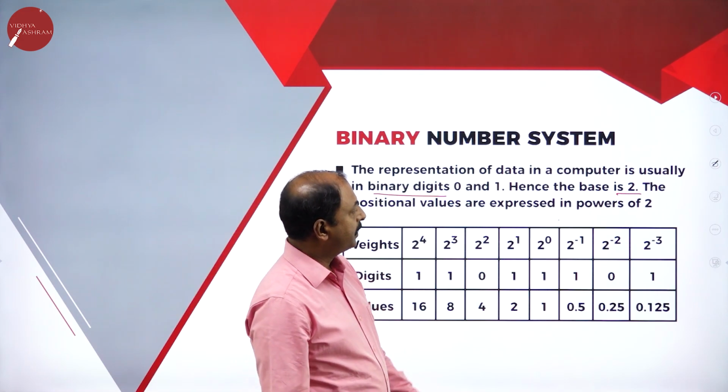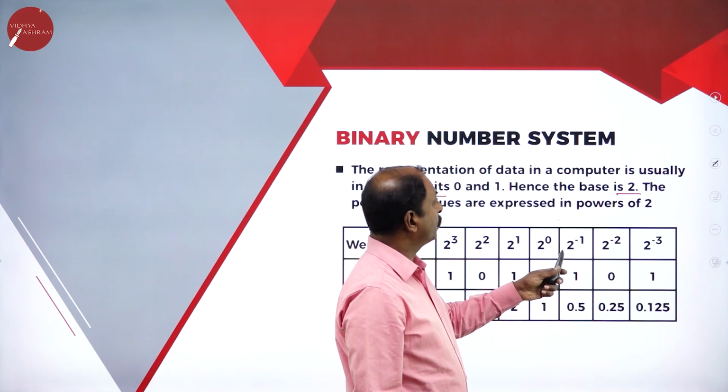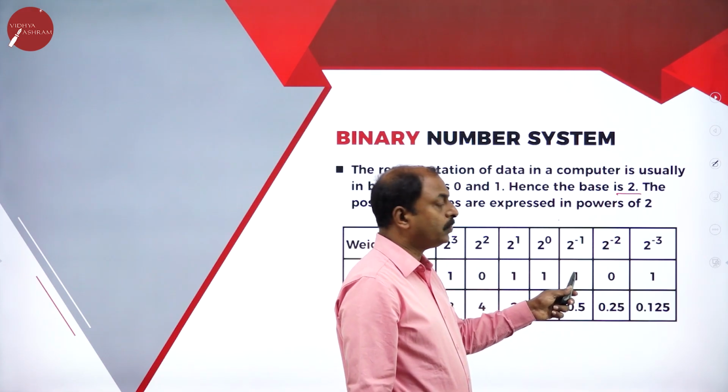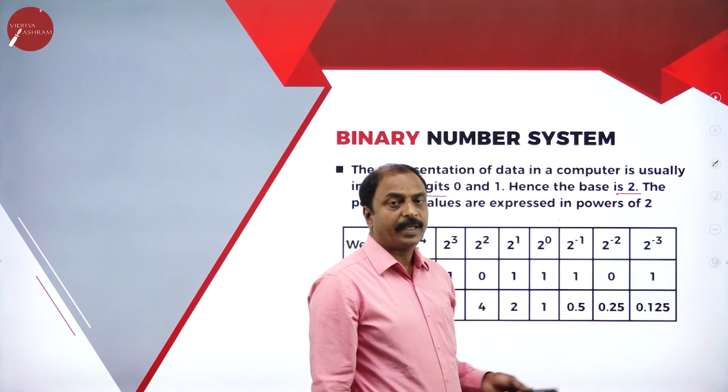Now look at the digits after the decimal point. Here 2 to the power of minus 1 is 1 into 1 by 2. It is 1 by 4 for 2 to the power of minus 2.